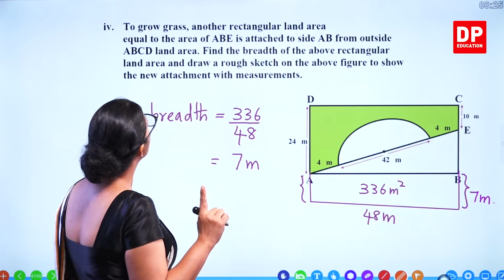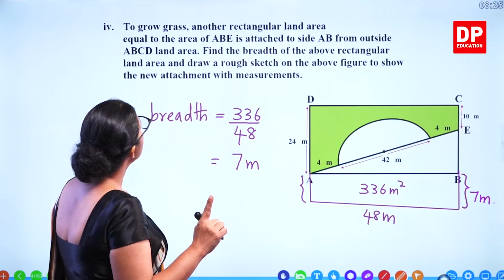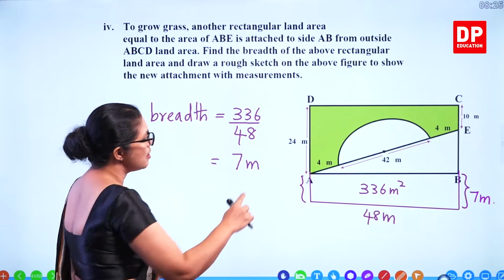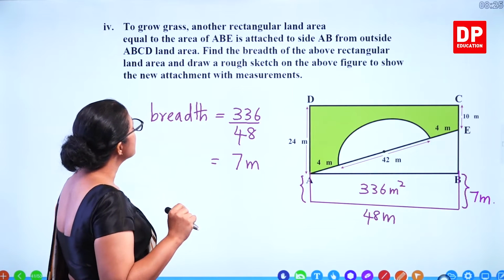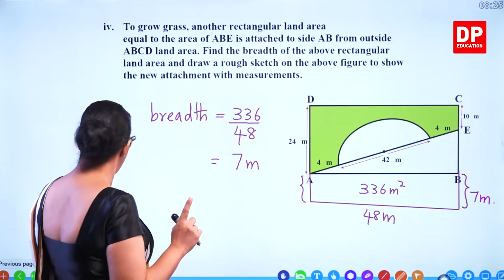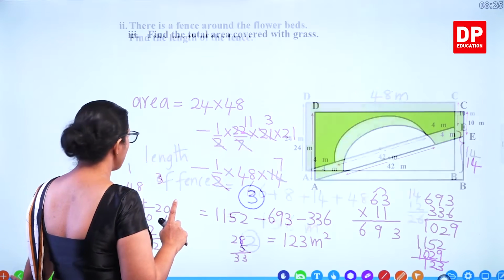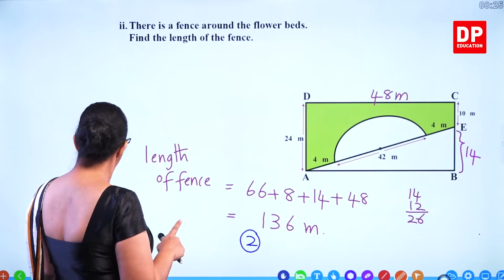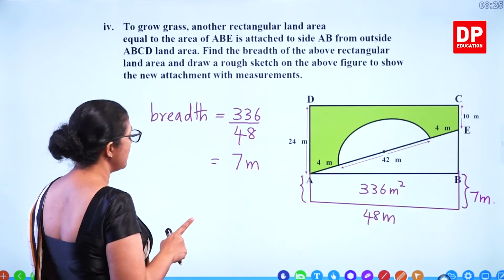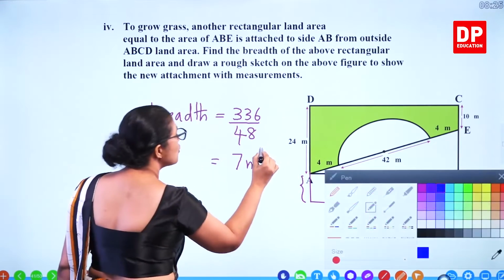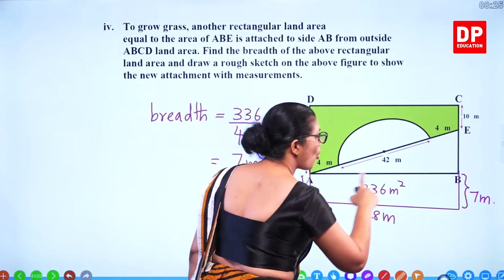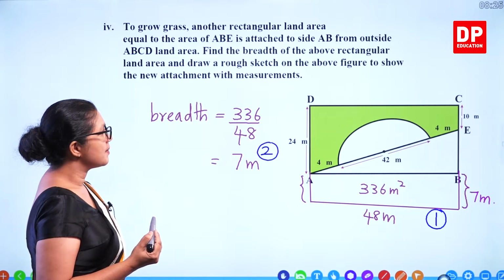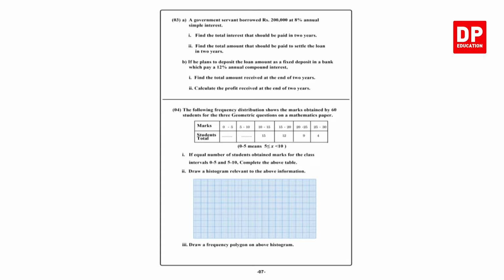So they are asking, find the breadth of the above rectangular land area and draw a rough sketch on the above figure to show the new attachment. So that's the new attachment. So you get 3 marks for this part. Look at the total we have given already: 2 here, 2, 4, 4 plus 3 is 7, and 7. So you get 2 marks for finding the breadth, and for drawing the sketch you get 1 mark. So altogether you get 10 marks. Now you can do question number 3 and 4.